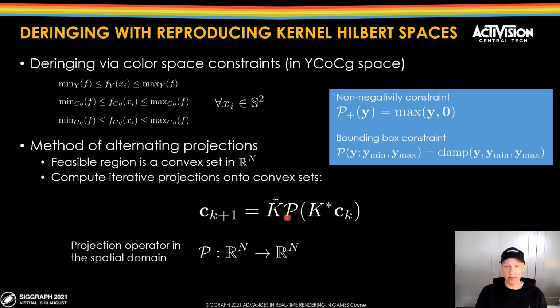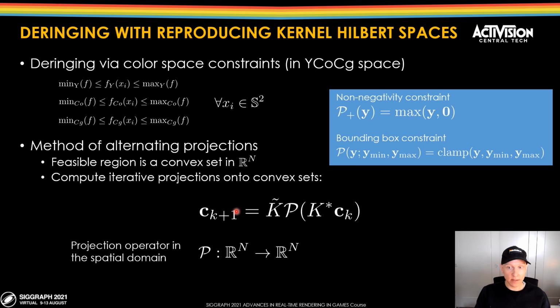And here is the key step. We apply a projection operator that encompasses our constraint, and this happens in the spatial domain, or point-wise domain. In the case of the bounding box constraint, the key idea is that the projection operator in the spatial domain is very simple to evaluate. It's simply the clamp function. It clamps the values to the bounding box, and that's it. Then once we have done the projection in the spatial domain, we use the dual kernel matrix to go back to the spherical harmonic domain to obtain our next iterate.